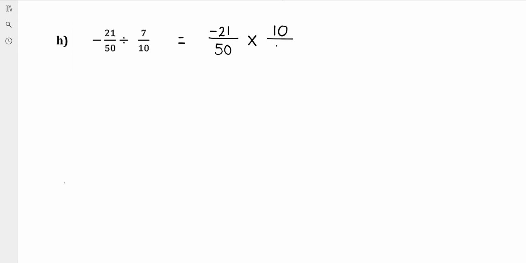10 over 7. So with this one, I'm not going to explain why when we're multiplying we can cancel. I'm just going to go straight into it. So I'm going to write it. Negative 21 times 10 over 50 times 7. So I'm going to start canceling.